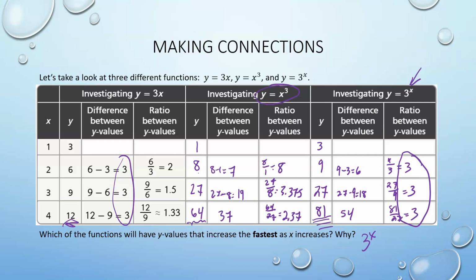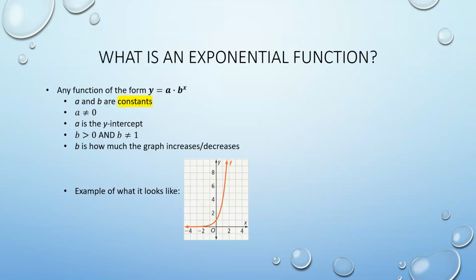All right, so now that we've just done this investigation, we're really going to focus today on this exponential graph. So this is something that you definitely want to get in your notes. It says, what is an exponential function? It's any function of the form y equals a times b to the x, where a and b are constants. Okay, also we have to note that a can't equal 0.